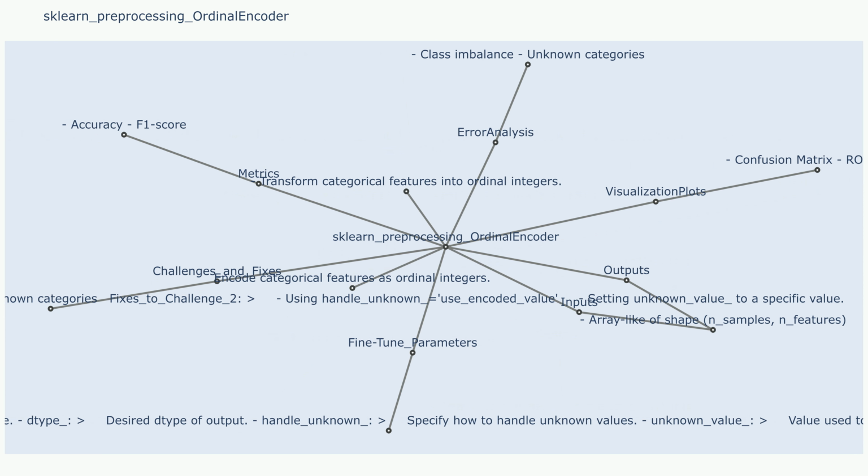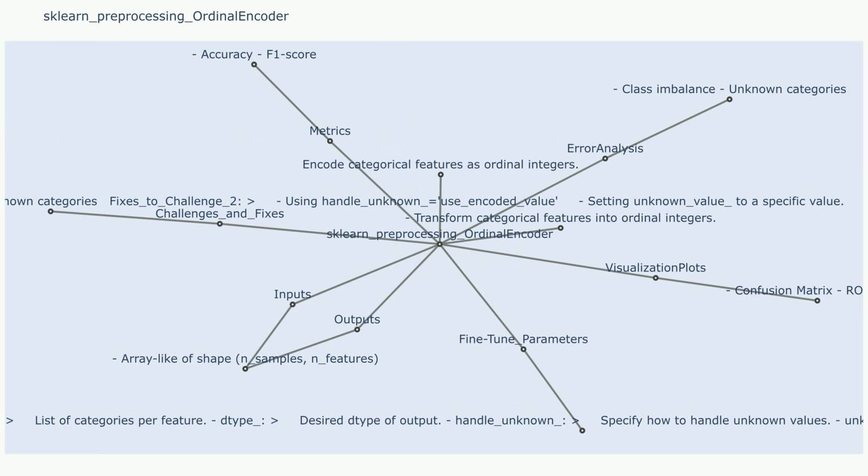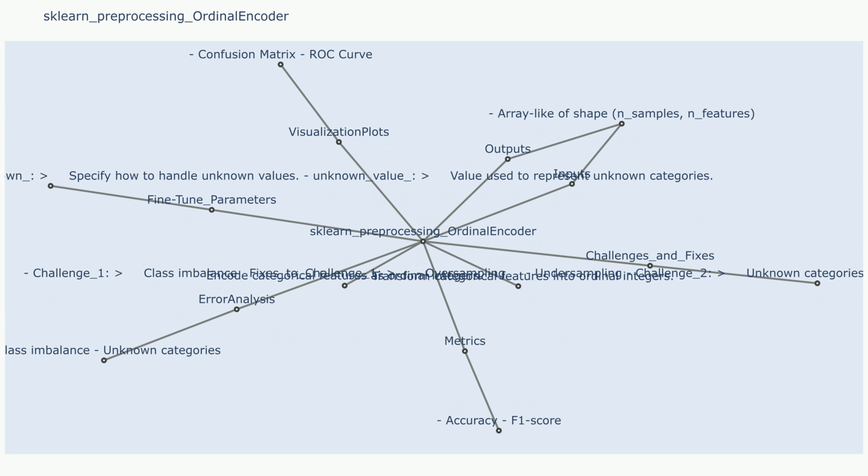The input data should contain categorical features that need to be encoded. Categories: a list of categories for each feature, where each list item corresponds to a column in the input data. If not provided, the encoder will infer categories from the input data.